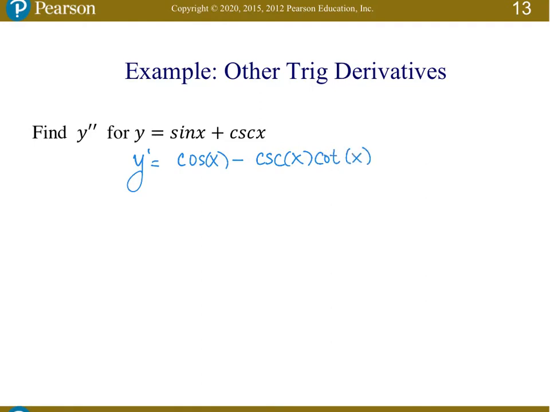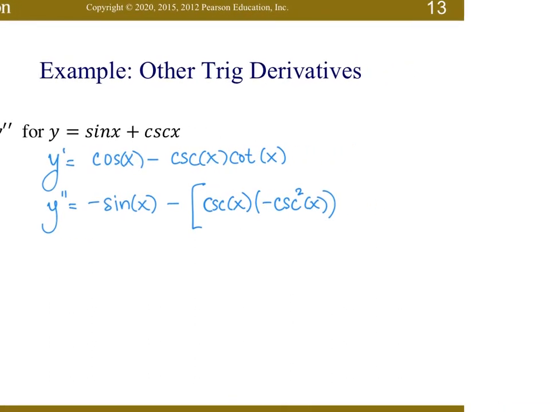To find the second derivative, we'll continue with the rules. The derivative of cosine is negative sine x minus, and now here we're going to need the product rule to find the derivative of each of these pieces. So my product rule says start with cosecant of x and then multiply by the derivative of cotangent, which is negative cosecant squared of x.